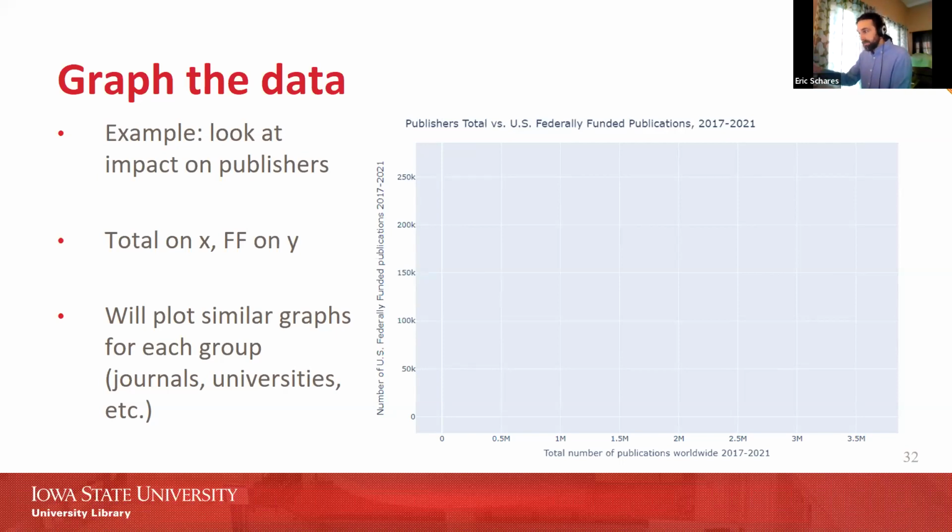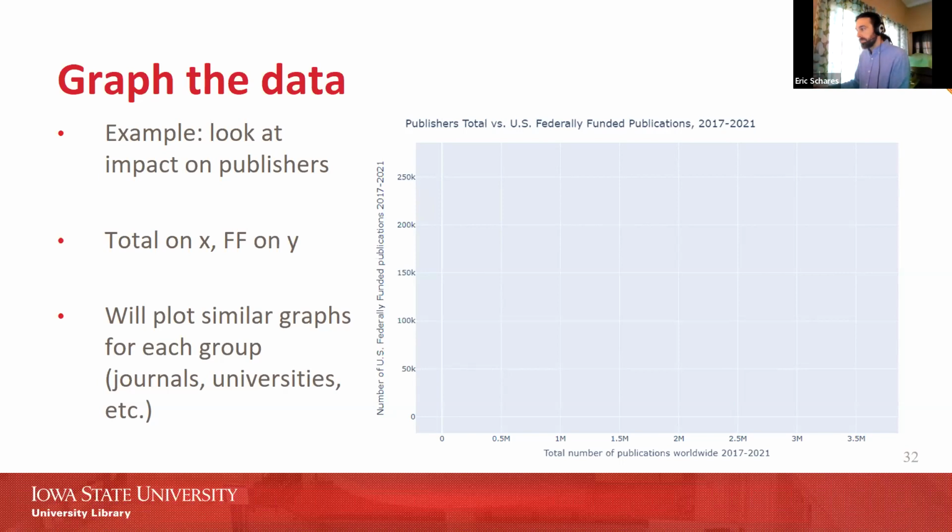So once I've exported all that data from Dimensions, I've defined my scope, I've exported the data out. Now I want to compare and see, do I see any patterns based on publisher, for example? So I'm going to plot the total number of publications worldwide over the 5 years of my study on the x-axis, on the horizontal axis here. And that's going to include federal funding, non-federal funding, and papers from other countries around the world that a global publishing company produces. So the total number is going to be on the X. And then on the Y, the vertical axis will be the number of US federally funded papers. So that's what's limited down to the scope that I showed before, that 1.3 million number.